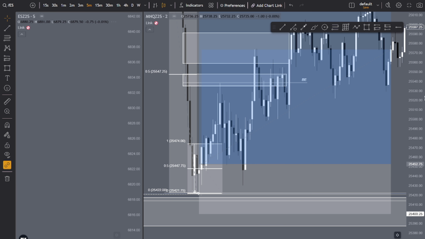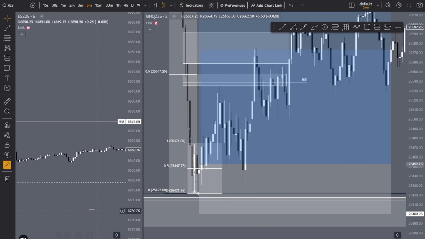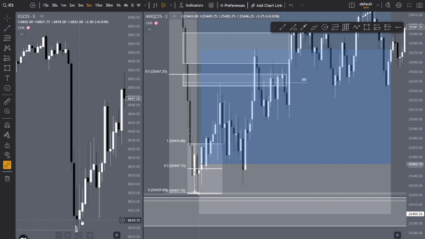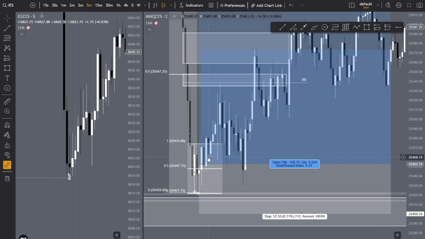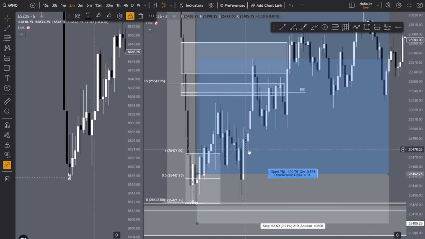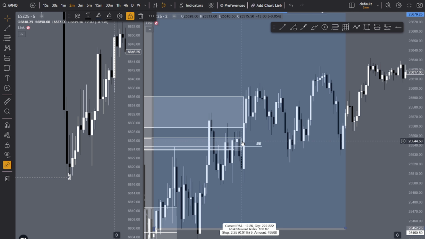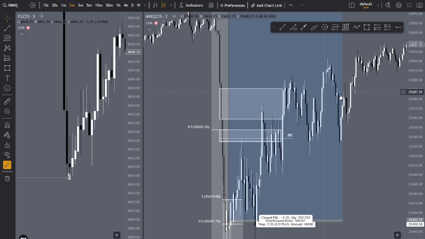And then, let's see. Okay, so we are still in this. We come back up. Boom. We close above it. That's my break even. Right there. Break even. Okay. So now this is a risk-free trade. I would let this run.